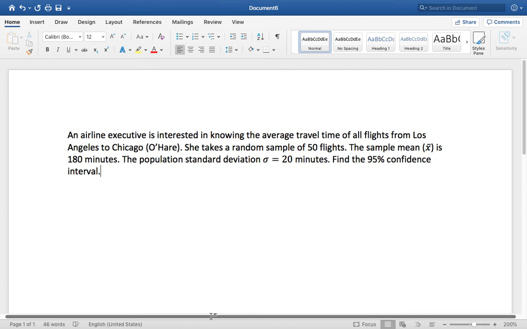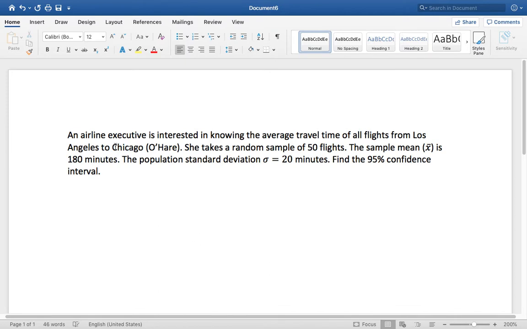So let's look at this example. An airline executive is interested in knowing the average travel time of its flights from Los Angeles to Chicago O'Hare. She takes a random sample of 50 flights. The sample mean, X bar, is 180 minutes. The population standard deviation, sigma, equals 20 minutes. Find the 95% confidence interval.